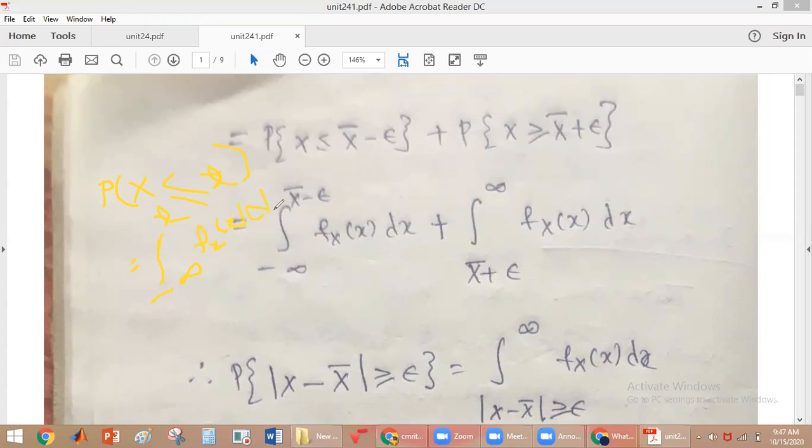Now, what is given here? It is given that x bar minus epsilon, so it is the integral from minus infinity to x bar minus epsilon of f_X(x) dx, since X is less than or equal to x bar minus epsilon. The second term is the probability of X greater than or equal to x bar plus epsilon. Since it is greater than, the limit will start from x bar plus epsilon to infinity, so it is the integral from x bar plus epsilon to infinity of f_X(x) dx.